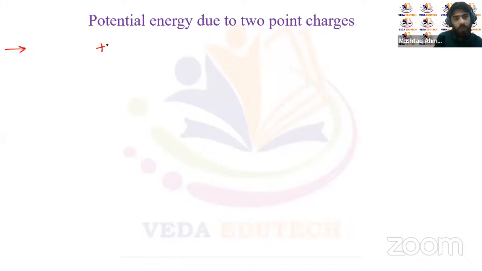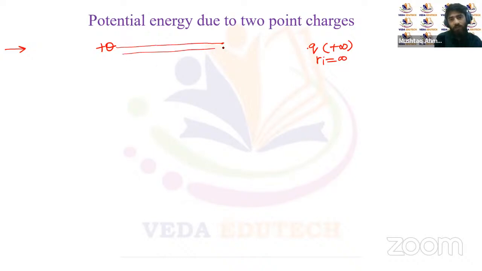Let's suppose that this was the plus Q charge. And once again, there was some charge q, and this charge q was initially at infinity. I call this the initial position r, which is equal to infinity. And finally, we bring this charge in the presence of this electrostatic field in front of this plus Q charge at a distance of r, right?